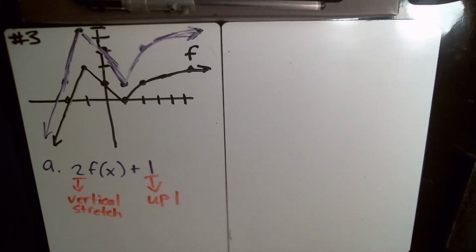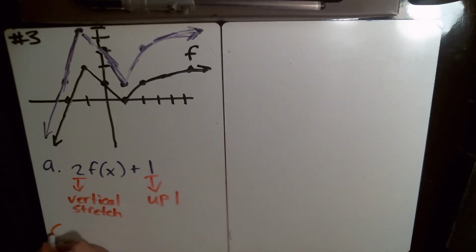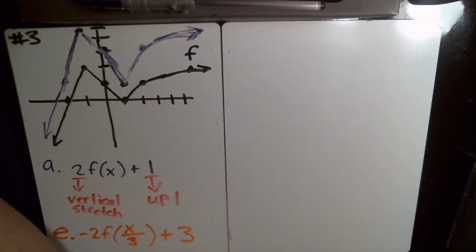Okay, I'm gonna do one more of these just to make sure we got this. So let's do a different color, shall we? We'll do E. Negative 2 f of x over 3 plus 3. This is going to be a fun one, okay?